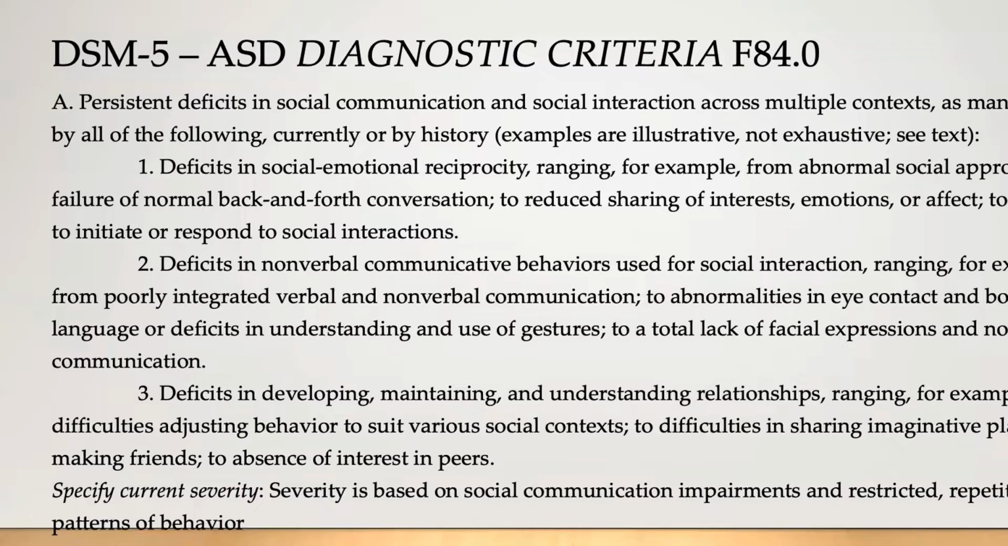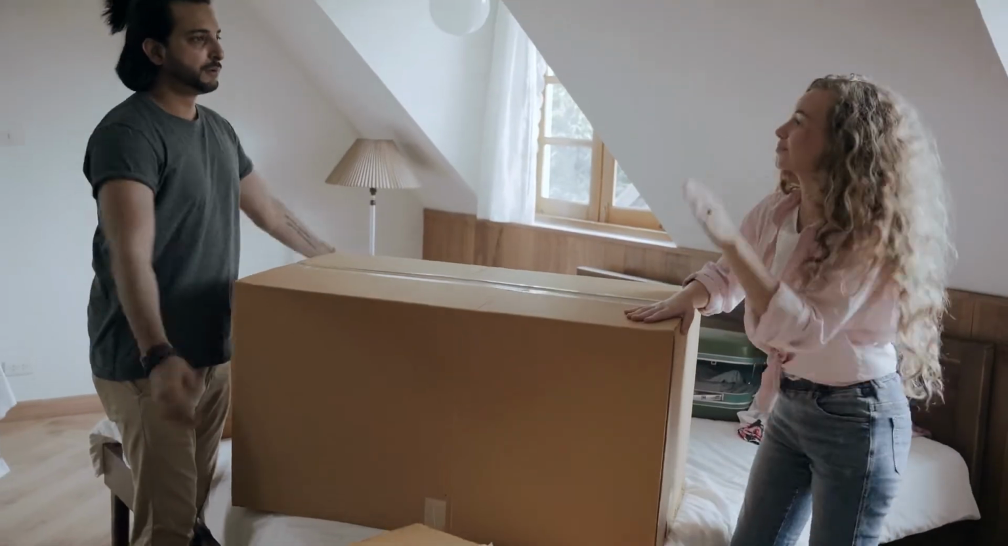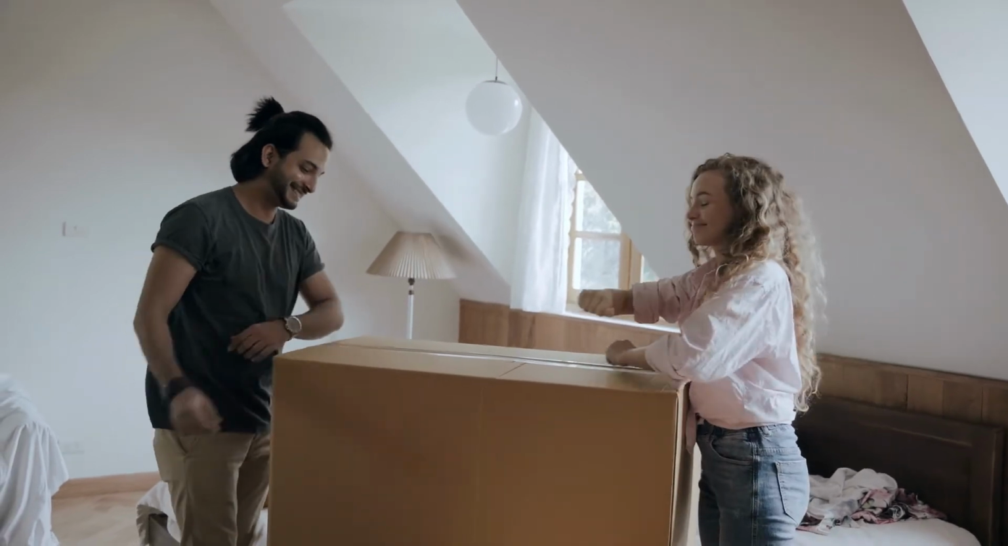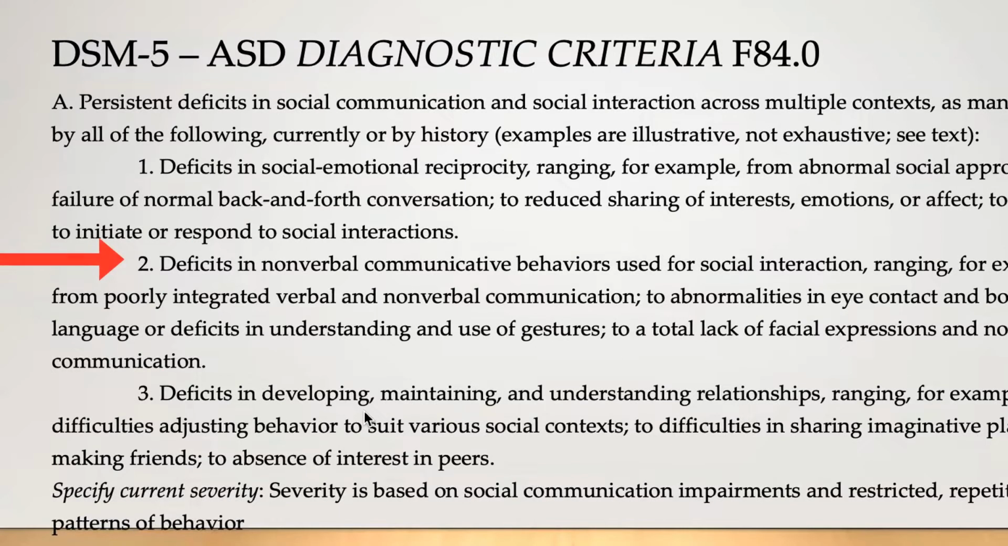because we want to make sure that it's really autism and not situational. So if they have trouble socially because they just moved to a new place, obviously that doesn't qualify. The second one is deficits in nonverbal communication and behaviors. And the third is deficits in developing, maintaining and understanding relationships. And they give examples. The DSM is really good in the 5 to give examples.